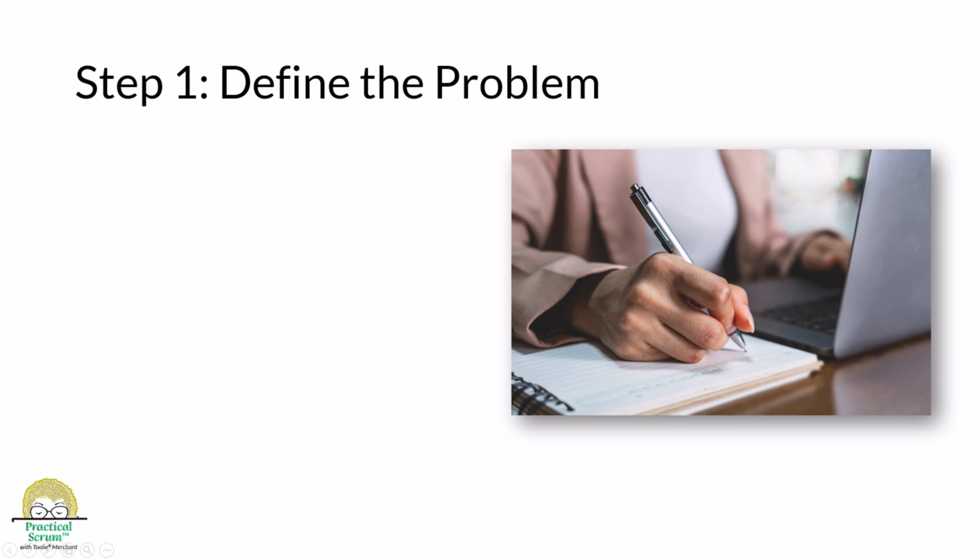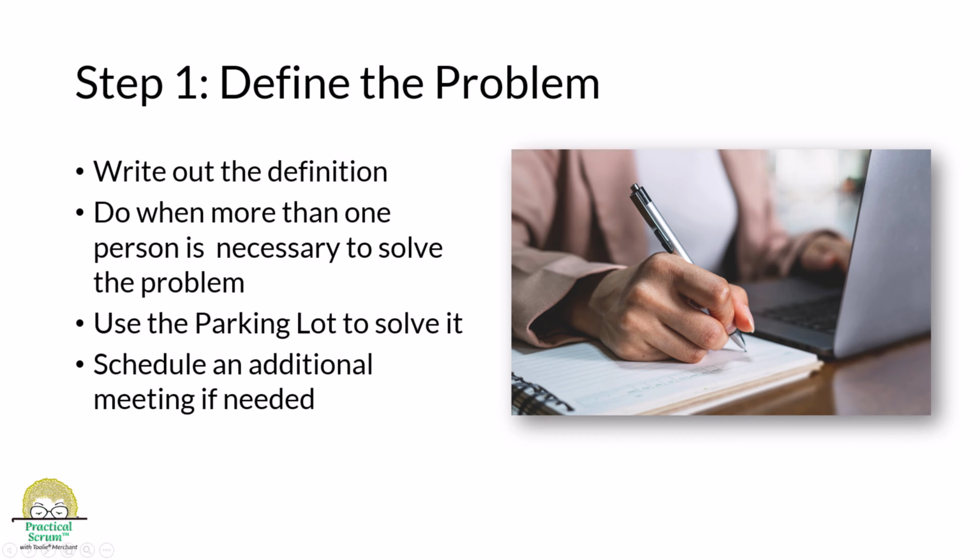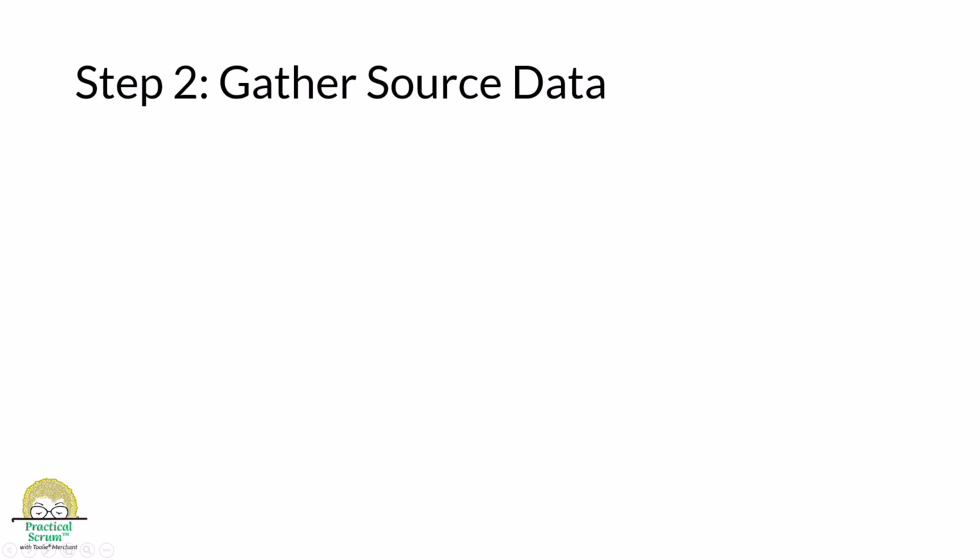Number 1, defining the problem. We need to be able to literally write out an explanation of what the problem is so that we can explain it to others. The act of writing it down is in itself a clarifying exercise. Write it in advance or work it out in a daily stand-up or Kanban meeting. Do this as soon as it's clear that it will take more than one person to solve it. Use the parking lot after status updates and stand-up. If the parking lot time segment is insufficient, then set up an additional meeting to get a handle on the issue.